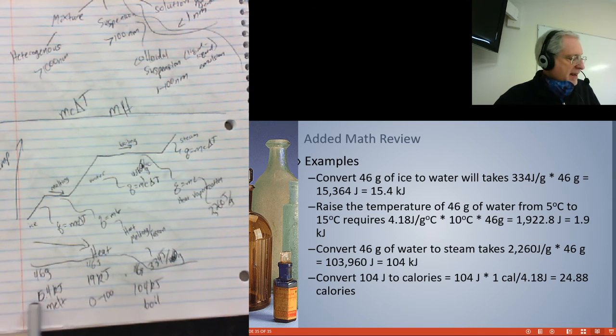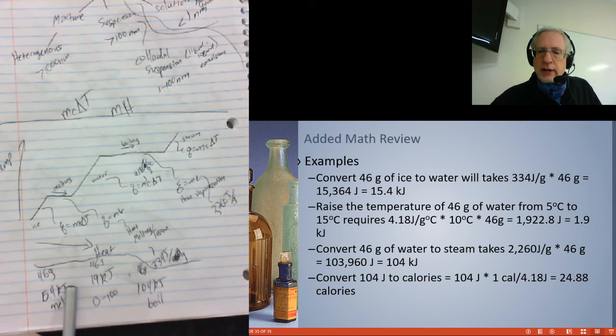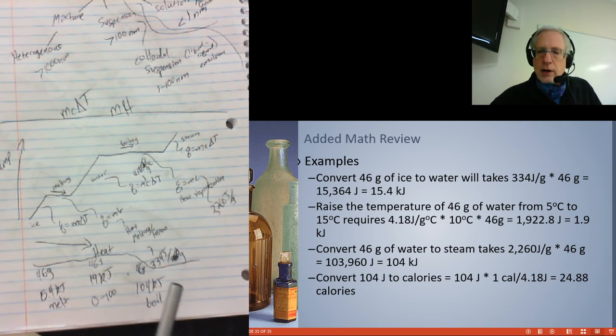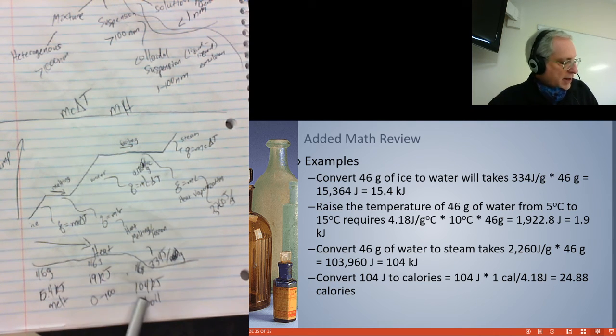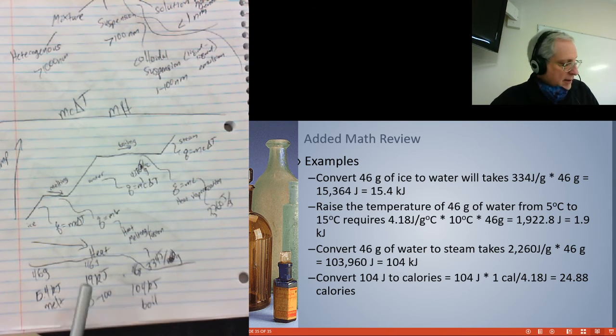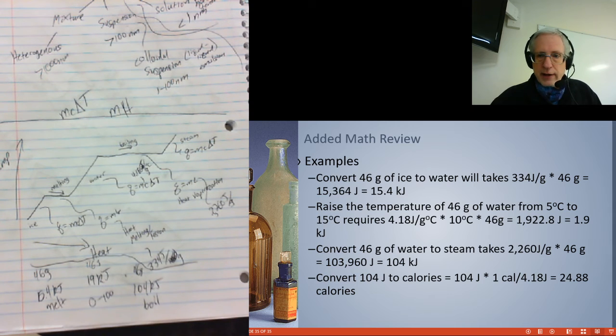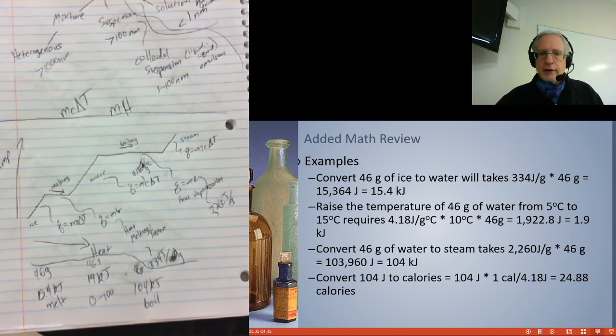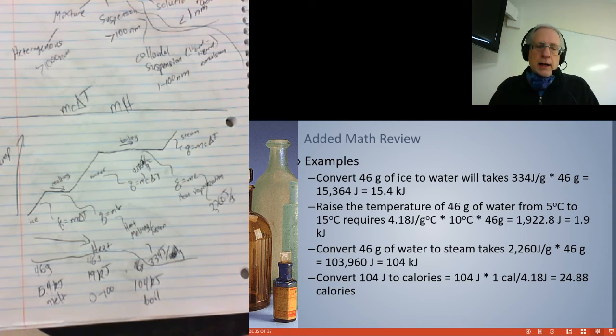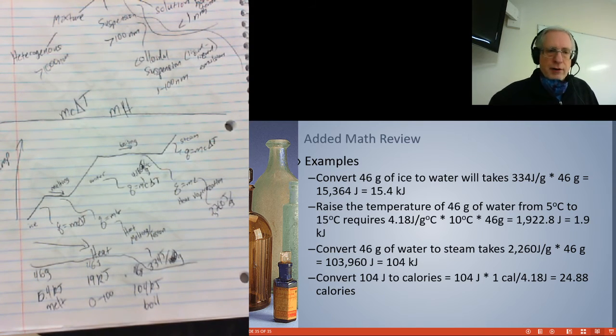The point is, it takes a lot of energy to change the nature of water, whether it be temperature or state. It takes a lot of energy to boil. That's like 20 times the amount of energy it takes to change 100 degrees. But you should be able to do these calculations. So there's probably going to be a callback to one of these.